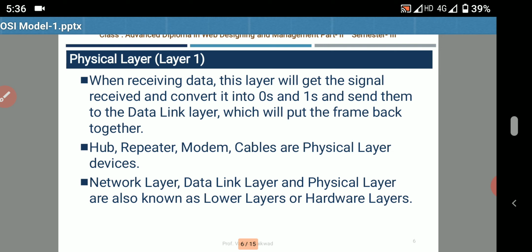So the lower 3 layers, that is physical layer, data link layer and network layer, are also known as lower layers or hardware layers. Okay, why hardware layers? Because all the hardware and physical connection is done in these 3 layers. Like I have already told you, hub, repeater, modem, cables, these are all the hardware devices, all the physical devices.